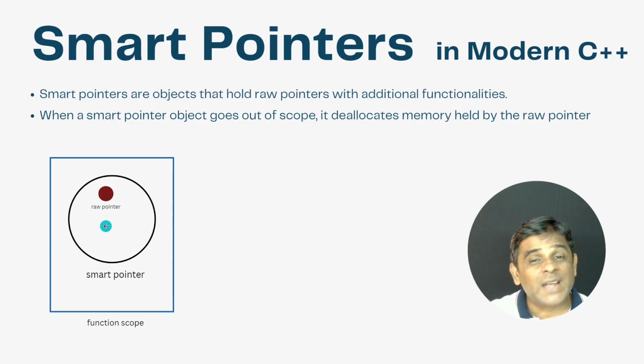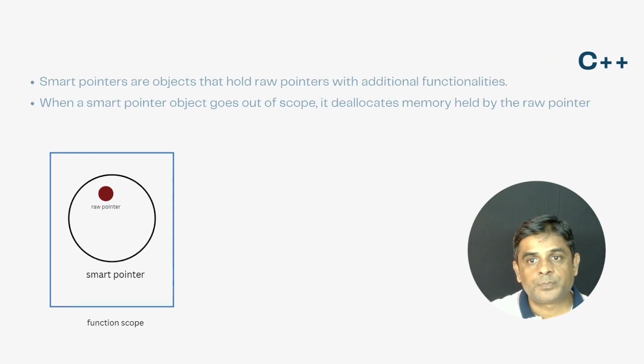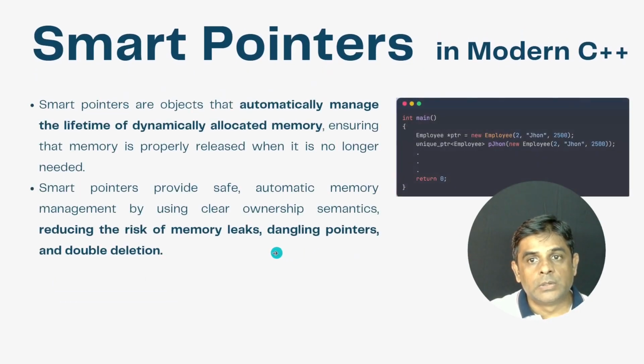It may have some additional functionality that we'll see later, but this is the main logic behind the smart pointer. It holds a raw pointer, and when the smart pointer goes out of scope, it releases the memory held by the raw pointer. So smart pointers automatically manage the lifetime of dynamically allocated memory.